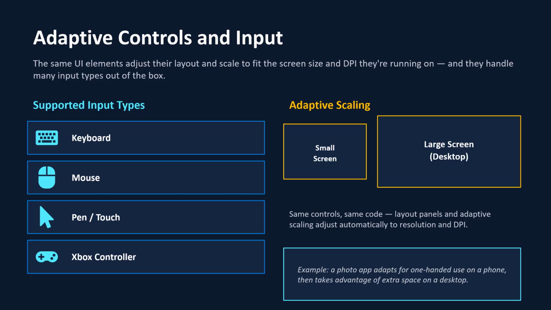So let's talk about adaptive controls and input functionality. One of the most practical and useful things with UWP is how its UI elements adapt automatically. The same button, the same slider, the same layout panel can resize and rescale itself depending on the screen it's running on without you having to write any separate UI code or style sheets for each device.